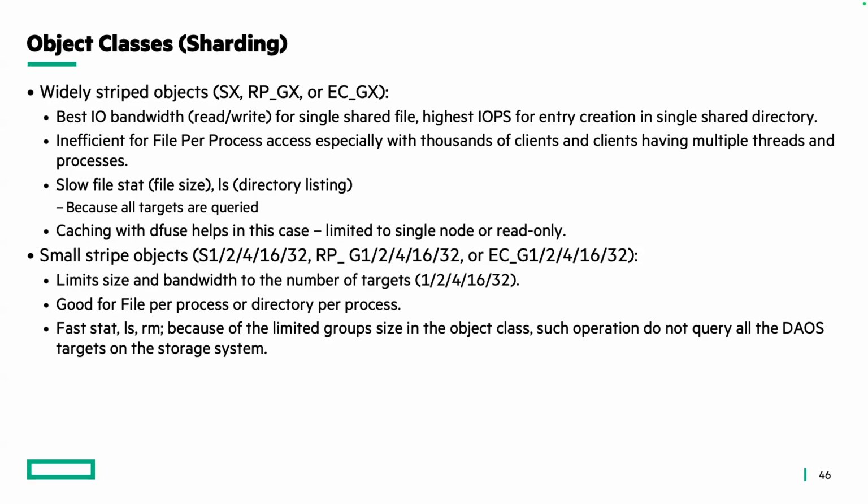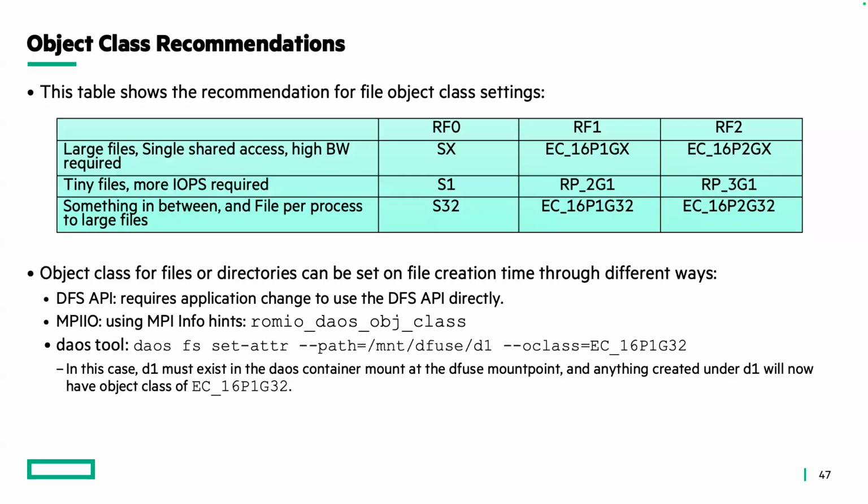So how do you make the decision? This shows the recommendation on what is best for the object class settings. Again, let's forget about RF0, RF1. Let's talk about RF2 here. For large files, a single shared file, or maybe file per node, not file per process, what is recommended is to use the default, basically 16+2 GX. That's the default for files.